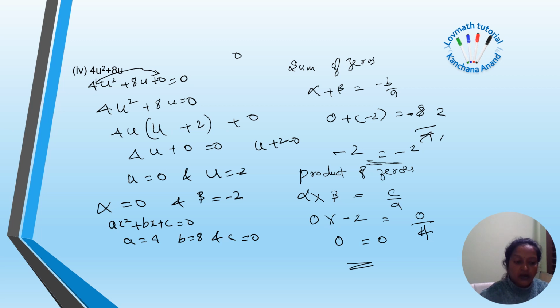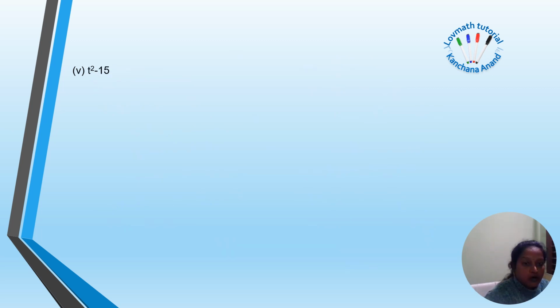Now let us solve the next problem, t square minus 15. Here you can observe that in this problem we don't have the coefficient of t. Therefore the factors are t square minus 15 is equal to 0.